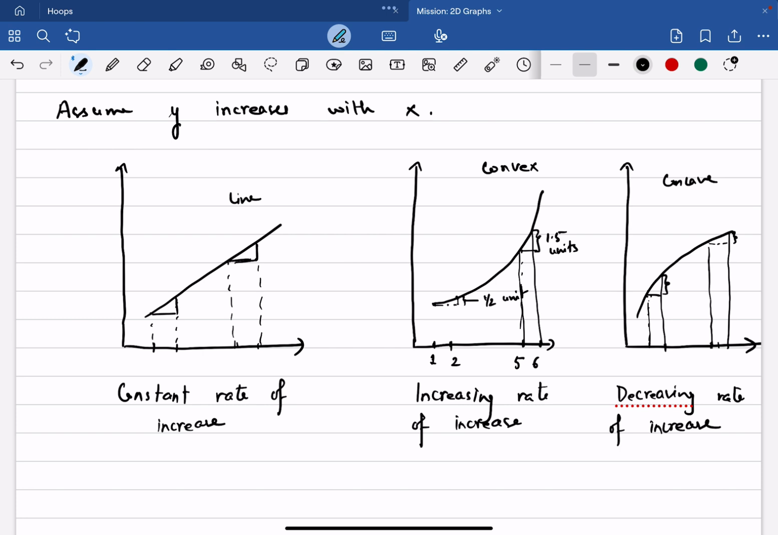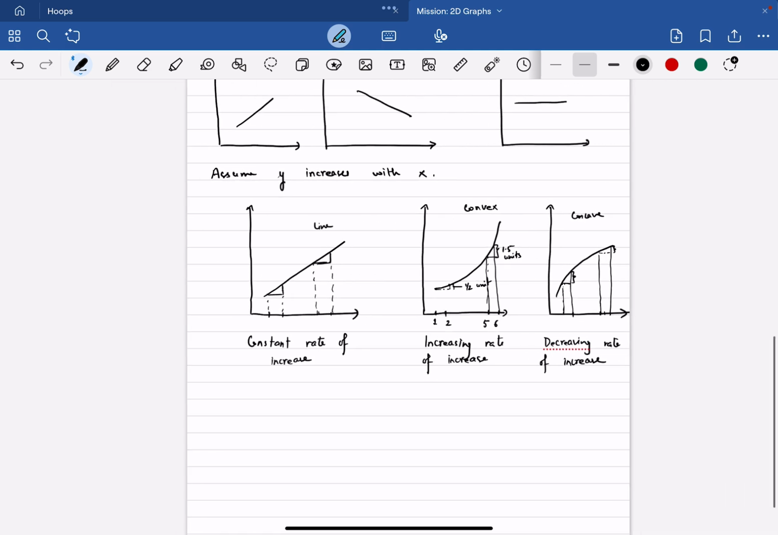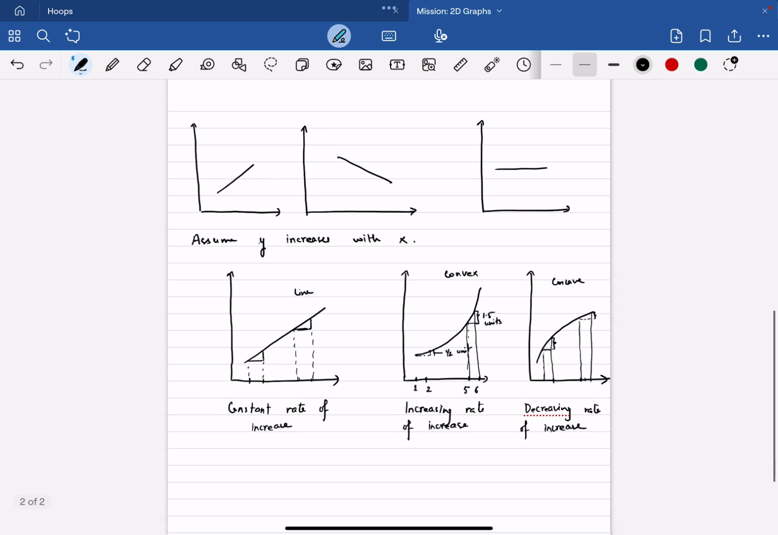So I hope this gives you an idea for what's going on and also how to explain this idea of rate of increase to the students, right? This can get confusing for them. We are talking about two different kinds of increase and decrease. In the first case, we're talking about just whether y increases with x or not. And in the second case, we are talking about the rate of increase of y as x increases and the different graph shapes that capture each of these phenomena.